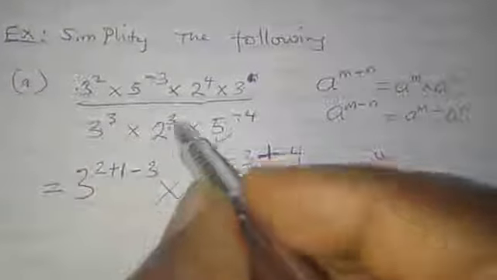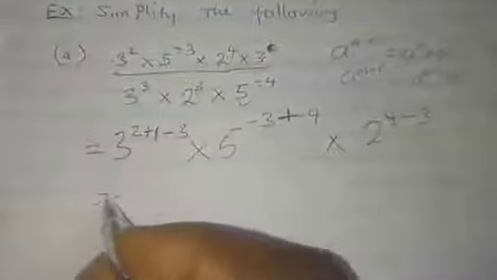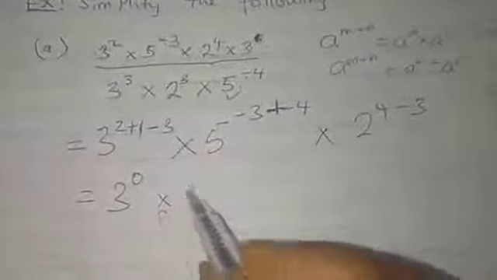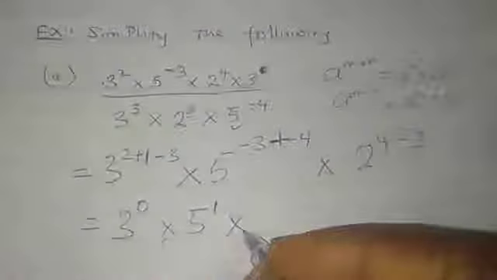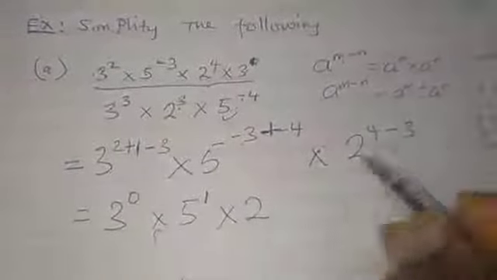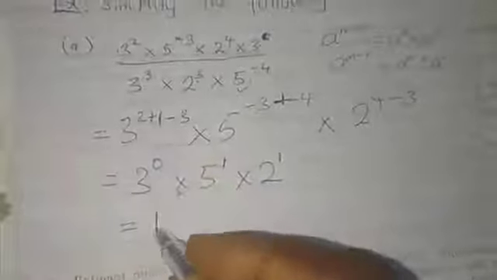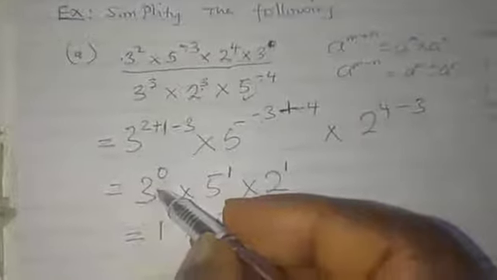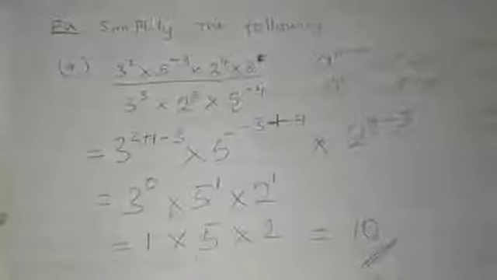This is dividing this, that is minus 3. You subtract the powers because we have division. Here will become 2 plus 1 is 3. 3 minus 3 is 0, times 5 raised to power minus 3 plus 4, that is 1, times 2 raised to power 4 minus 3, that is 1. We know that 3 raised to power 0 is 1, 5 raised to power 1 is 5, 2 raised to power 1 is 2. We have said that any number raised to power 0 is 1. So if you multiply this, it will give you 10. So 10 is our answer.